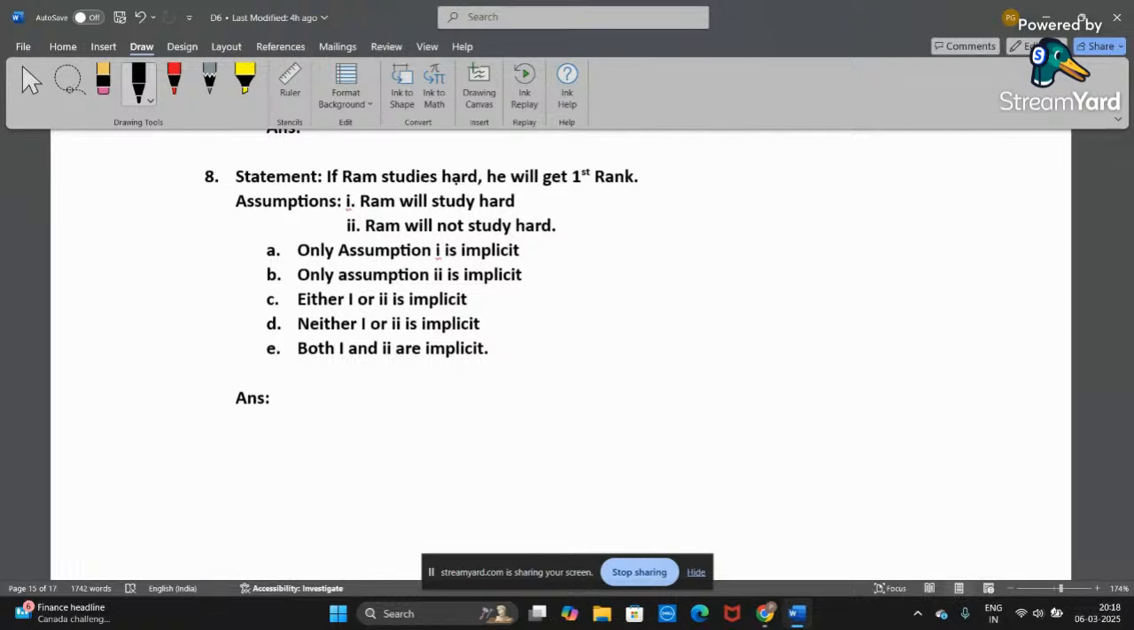Statement: if Ram studies hard, he will get first rank. We need to judge the assumptions: Ram will study hard; Ram will not study hard. What is the answer? See, in this case, they're telling that if Ram studies hard, he will get first rank. In that, there are two conditions. One, he may study hard, or he does not do hard work, right? So the answer is, what is the answer?